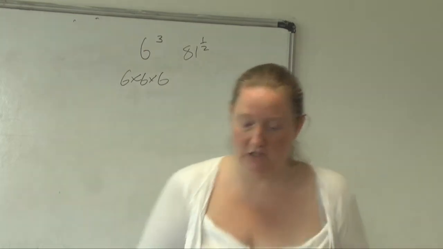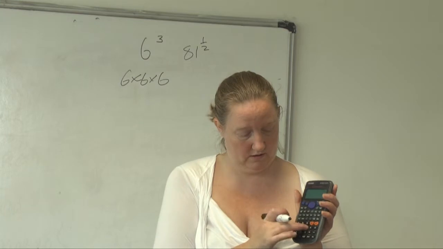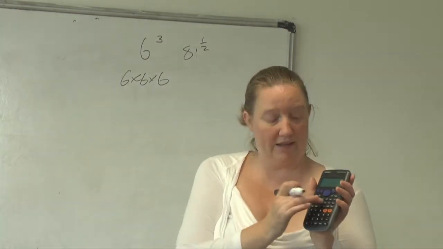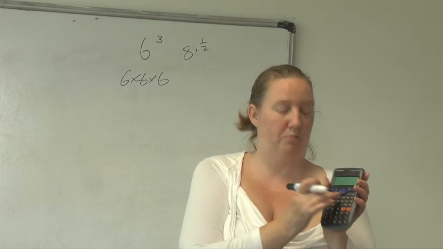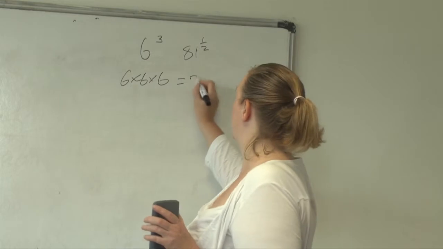On your calculator, you simply press the 6. The power, you actually have cubes there. Otherwise, you press the X with the block and you put in 3. So 6 cubed and you get 216.